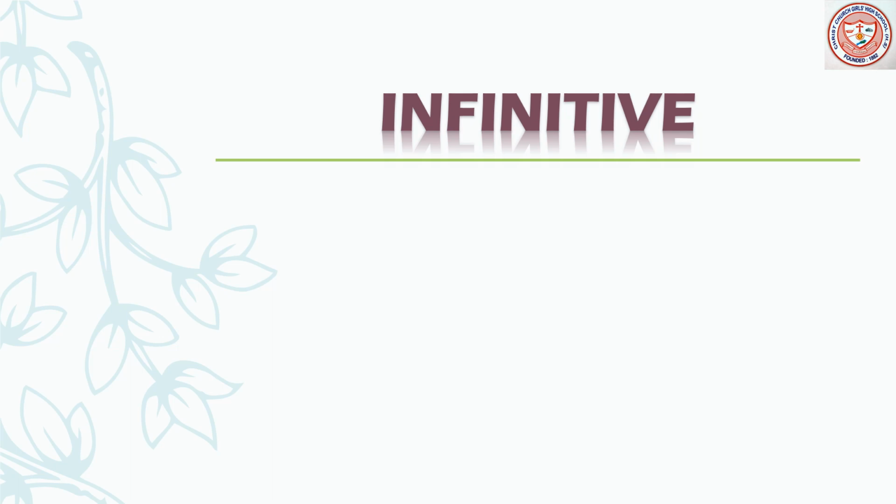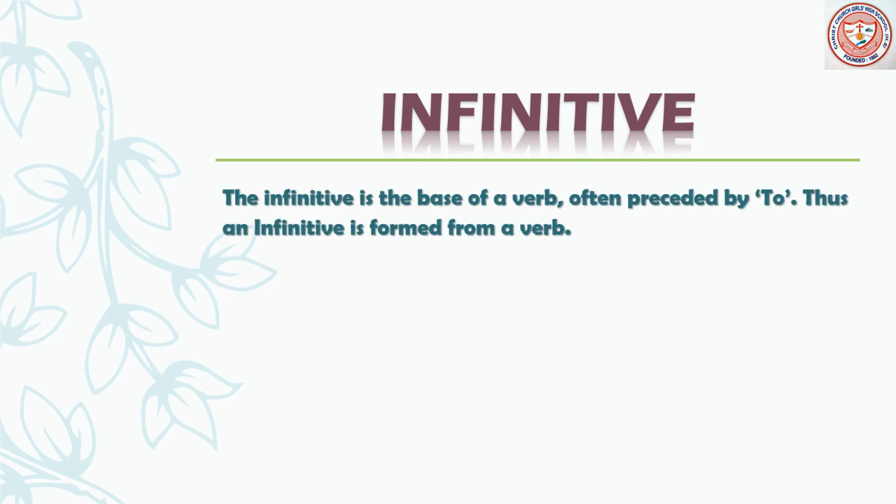Now we will know about infinitive. So what is infinitive? The infinitive is the base of a verb often preceded by to. Thus an infinitive is formed from a verb. That means an infinitive is formed from a verb but that does not act as a verb. It acts as a noun, adjective or adverb, and it is actually made up of two words, that is to plus verb.